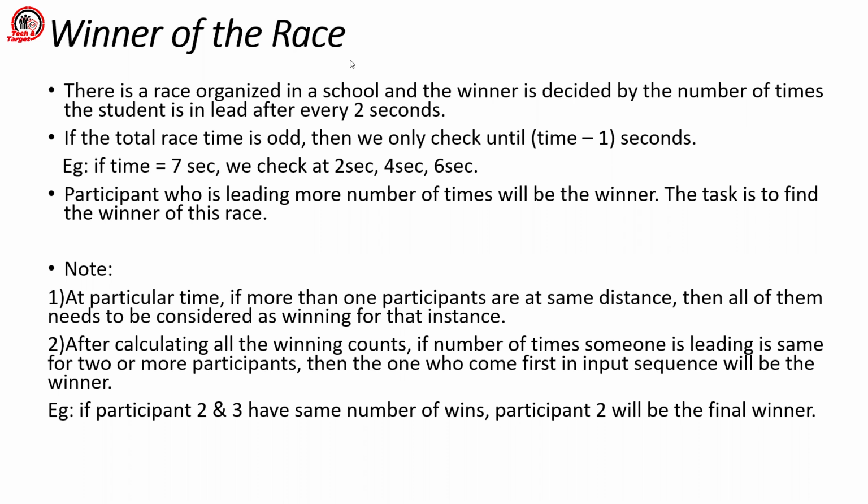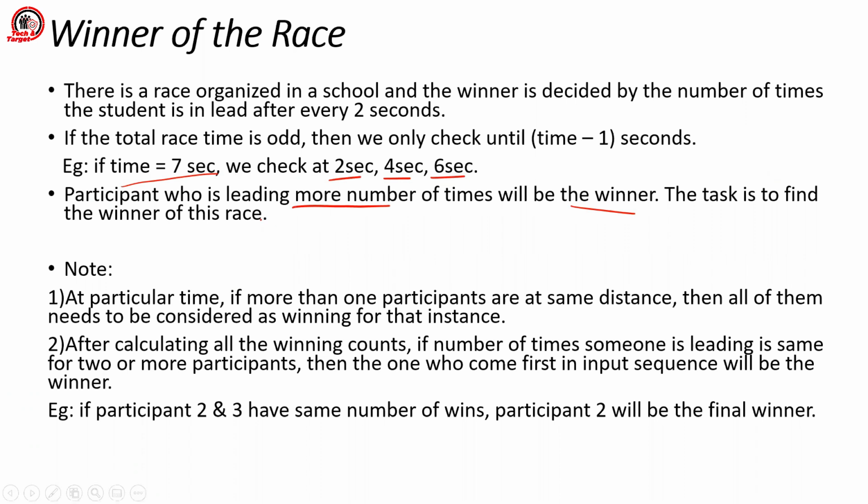So the question problem statement says that there is a race organized in a school and the winner is decided by the number of times the student is in lead after every 2 seconds. If the total race time is odd, then we only check until time t minus 1 seconds. So example, if time is equal to 7 seconds, we check at 2 seconds, then 4 seconds, then 6 seconds. The participant who is leading more number of times will be the winner. The task is to find the winner of this race. So this is the problem statement.